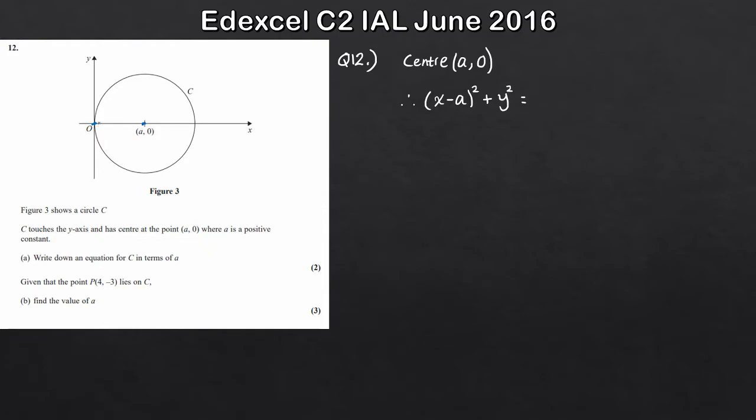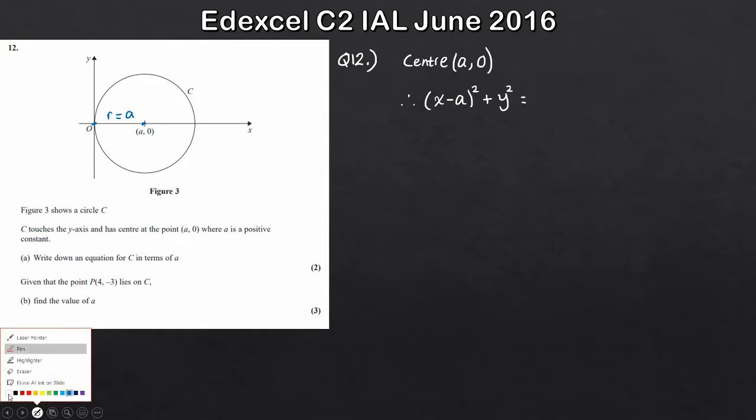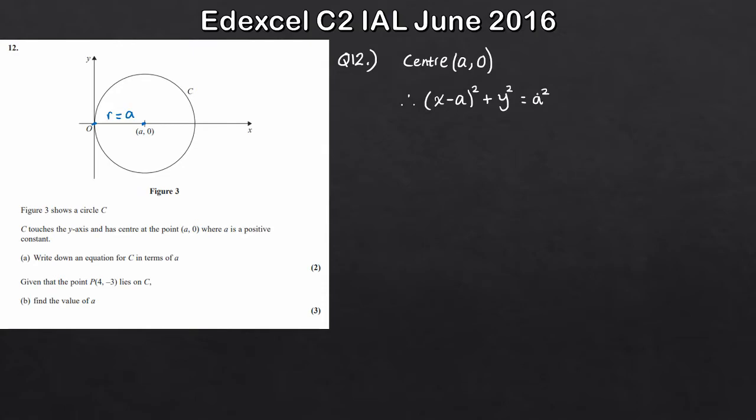With this being from the origin to a, that distance is simply going to be a. So the radius, r, is equal to a, so the radius squared will be a squared. Okay. So that's our equation for C in terms of a. And then for part b, we're given the point P, (4, minus 3), and we're told it lies on C.